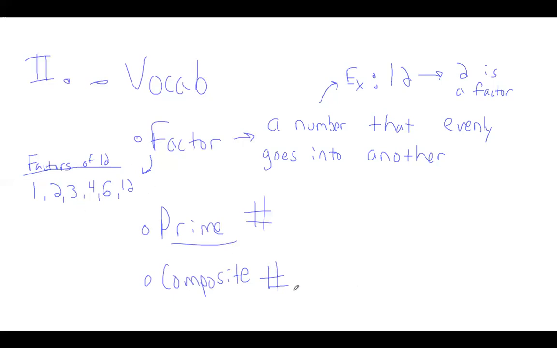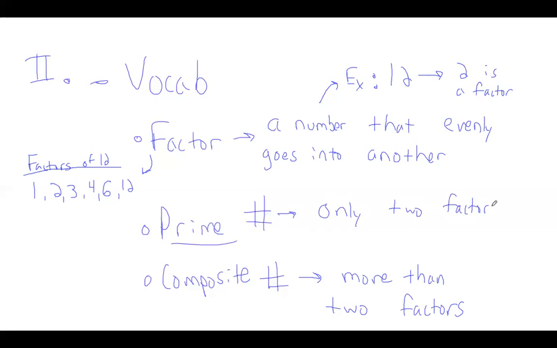12 is an example of a composite number. Why? Because it has more than 2 factors. You're on the right track. A prime number has only 2 factors, and those factors are 1 and itself. So in red, I'm going to give you an example of what I mean by that. 1 and itself, right?